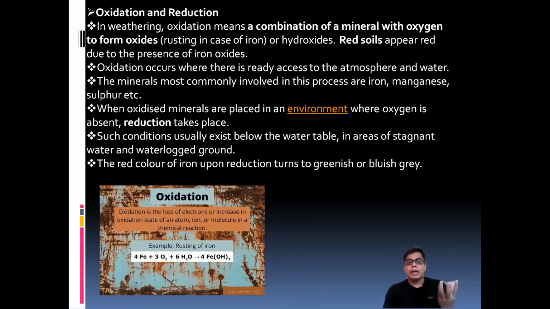Gain or loss of electrons, or an increase in oxidation state, is called oxidation. Here is an example: 4Fe, meaning ferrous, reacts with oxygen and water, and at that time ferrous oxide is formed. If you see the rusting of iron, that is another such process. So this is an example of oxidation.